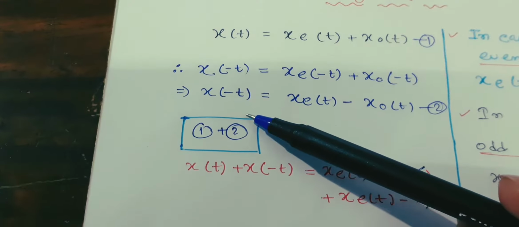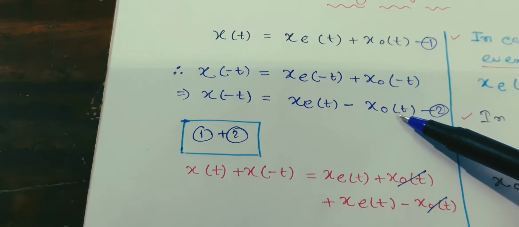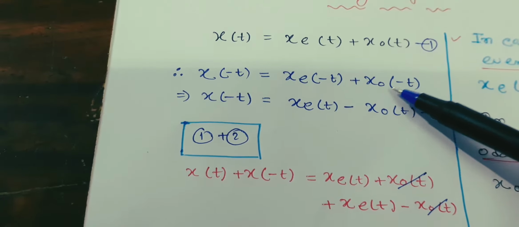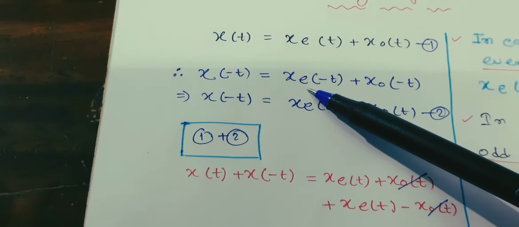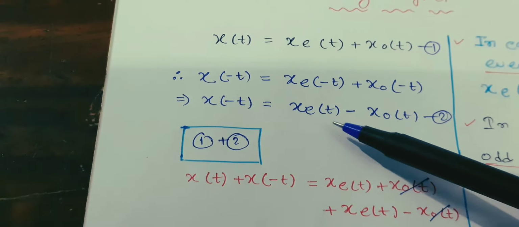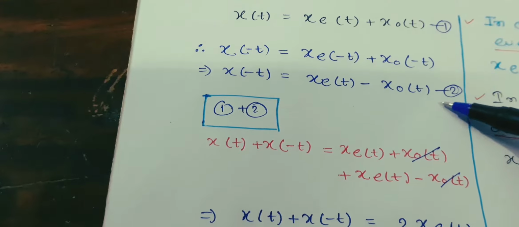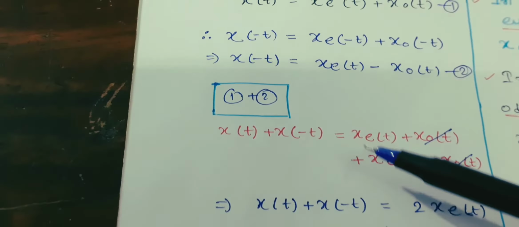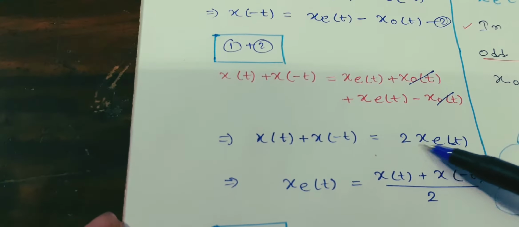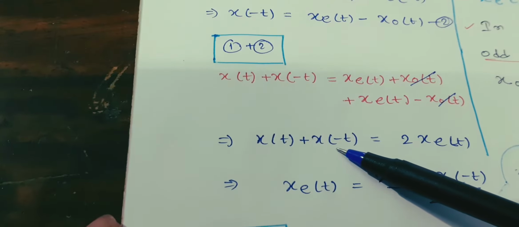minus t. So x of minus t will be x e of t minus x o t, because this is odd, so x o minus t is minus x o t, and as this is even, x e of minus t is x e t. Now we take this as first equation and second equation, we add both equations, and we found after calculation 2 x e t equal to x t plus x of minus t.